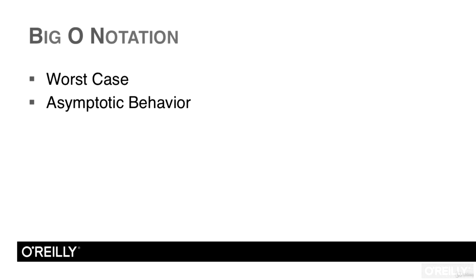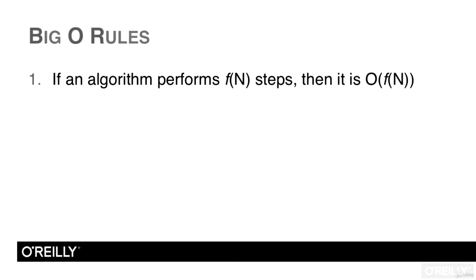So how do you figure out an algorithm's Big O notation? You can do that by following 5 rules. First, if an algorithm performs f of n steps for some mathematical function f, then the algorithm has order f of n performance. It's written like this: Big O, paren, the function, close paren. It's usually pronounced order f of n.